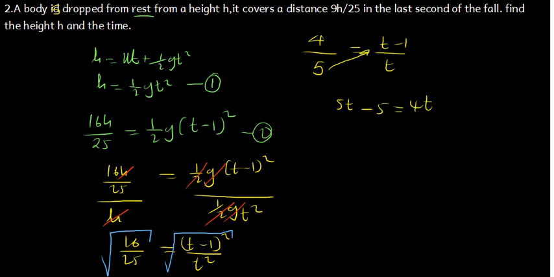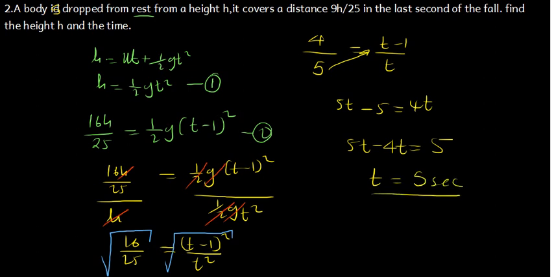So let's take the 4t over to the other side. So that is going to give us 5t minus 4t is equal to 5. So that means the time is 5 seconds.